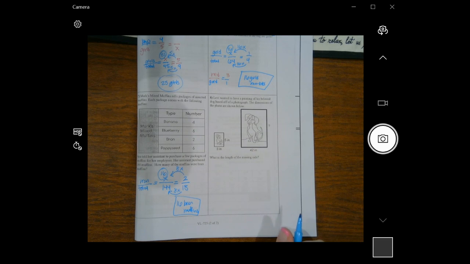Okay, last one. You got this. It says Levy wanted to have a painting of his beloved dog based off of this photograph. The dimensions of the photo are shown below. What is the length of the missing side?